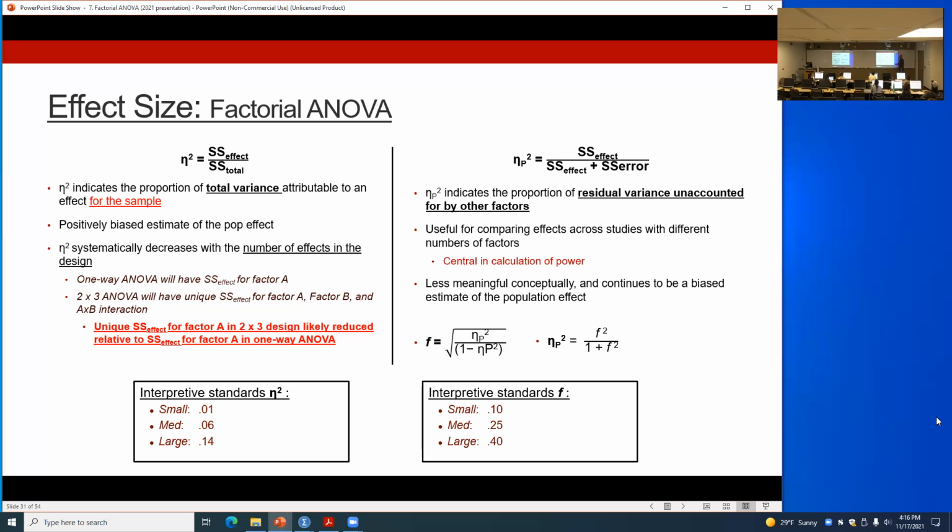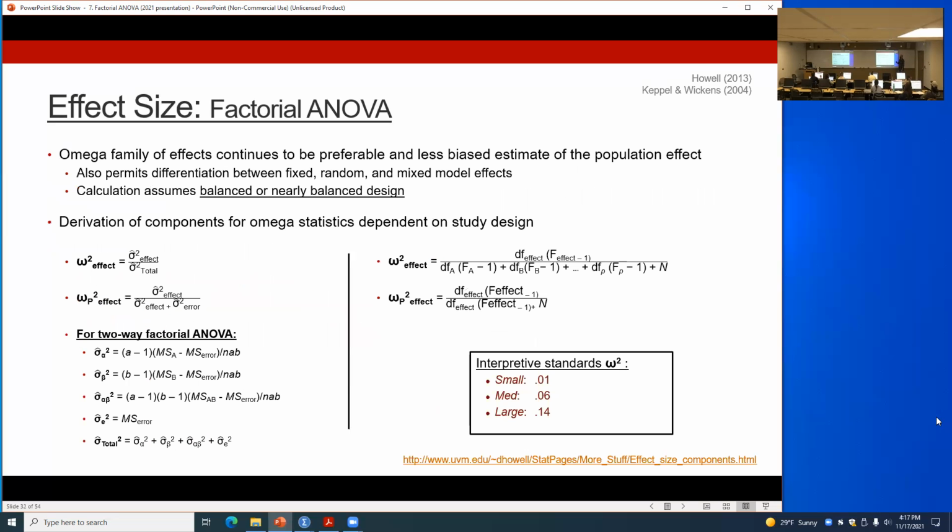Okay, so the F statistic, this is our statistic used to calculate power, has a straight association with partial eta squared. We can move back and forth in terms of calculating that. F statistic, small, medium, and large. Again, F doesn't have any real good practical interpretation, but it is the formal effect size for calculating power. So just knowing that association. Okay. Just like eta squared, partial eta squared is a positively biased estimator of the population effect.